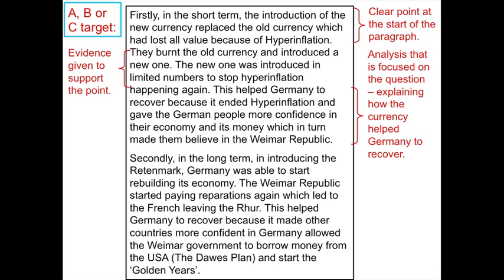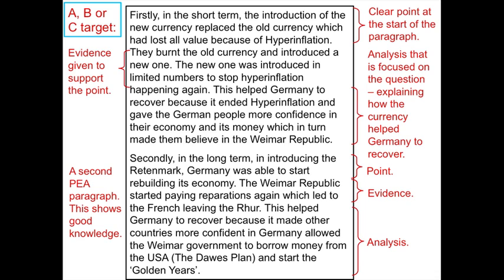Second paragraph says, secondly, in the long term, in introducing the Rentenmark, Germany was able to start rebuilding its economy. The Weimar Republic started paying reparations again, which led to the French leaving the Ruhr. This helped Germany to recover because it made other countries more confident in Germany and allowed the Weimar government to borrow money from the USA, the Dawes Plan, and start the golden years. Again, you've got clear point, evidence and analysis there. This second paragraph shows depth in knowledge, and together they would receive 9 out of 9 marks in this question.